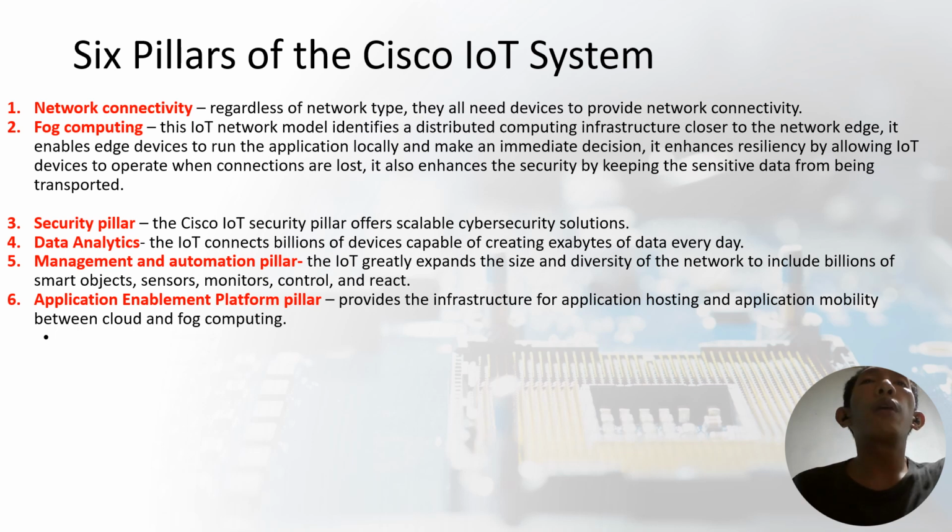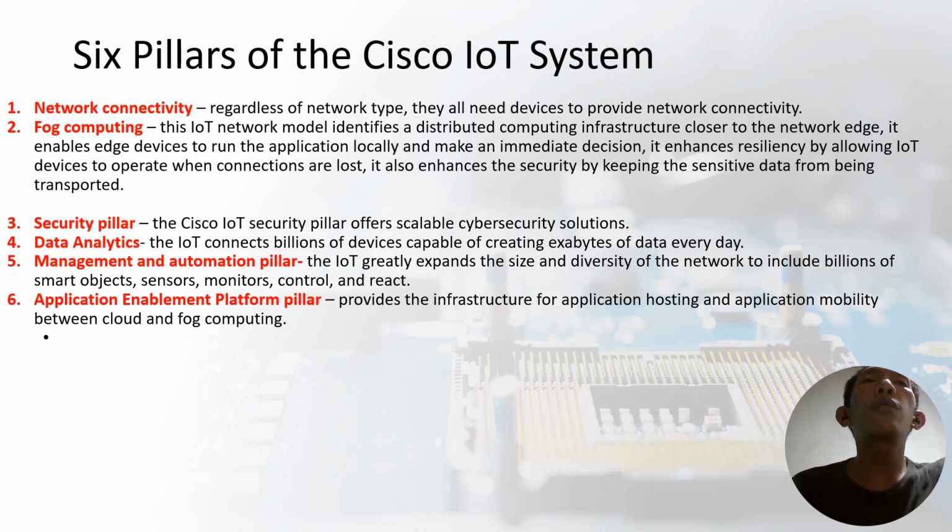Next is the network connectivity pillar of the Cisco IoT system. Regardless of network type, they all need devices to provide network connectivity. Fog computing: this IoT network model identifies a distributed computing infrastructure closer to the network edge. It enables edge devices to run applications locally and make immediate decisions. It enhances resiliency by allowing IoT devices to operate when connections are lost. It also enhances security by keeping sensitive data from being transported.